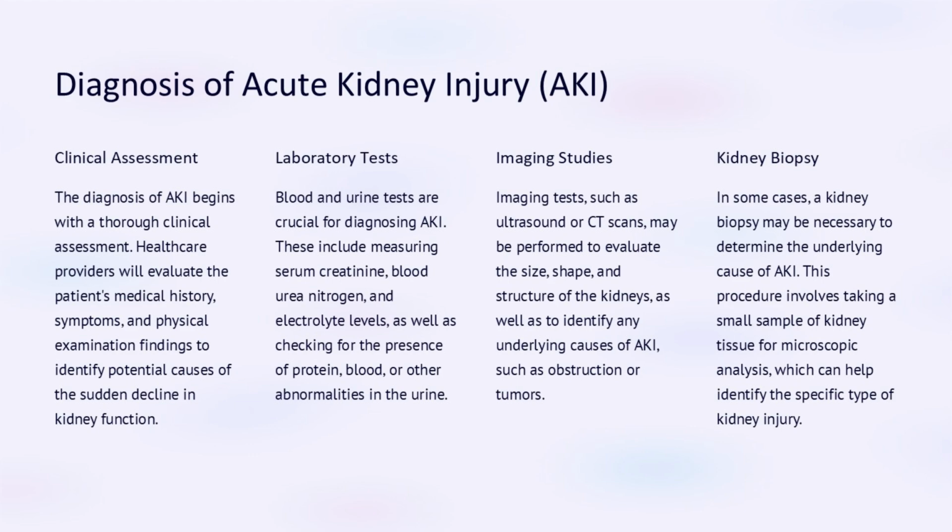Lab tests are crucial, measuring serum creatinine, blood urea nitrogen, and checking for protein, blood, or other abnormalities in the urine. Imaging tests like ultrasound or CT scans can evaluate the size, shape, and structure of the kidneys, and identify potential underlying causes like obstruction or tumors. In some cases, a kidney biopsy may be needed to determine the specific type of kidney injury by analyzing a small sample of kidney tissue.